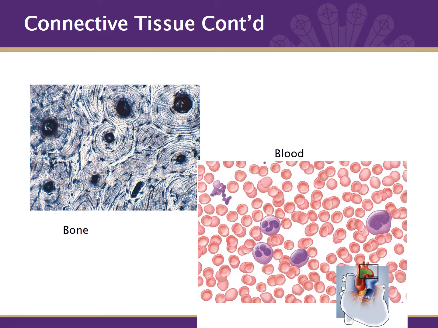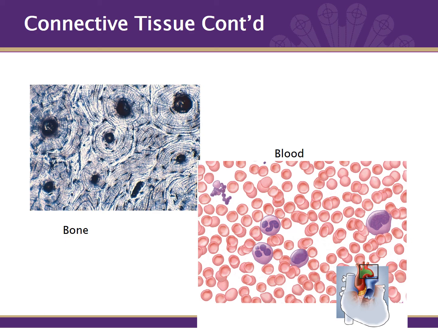Bone looks like three rings. The rings are the matrix and are called lamellae, and they form around the central canal. The small cavities around the lamellae are called lacunae, and that is where mature bone cells, osteocytes, are found.